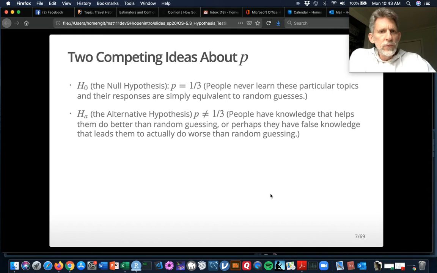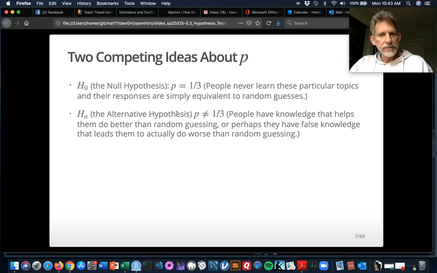Now, let's just imagine two competing ideas about what P is. The first idea believes that P is a particular number, 1/3. This idea is called the null hypothesis, written H with a little subscript 0 underneath it. And it corresponds to the idea that there's no real difference between these three options that we were given, and that people never learn about world vaccination rates. And so their responses are just equivalent to guessing randomly, in which case a third of them would guess the correct answer.